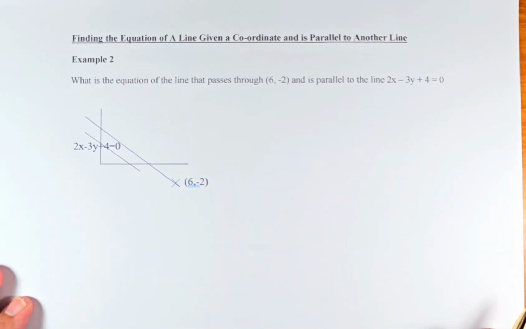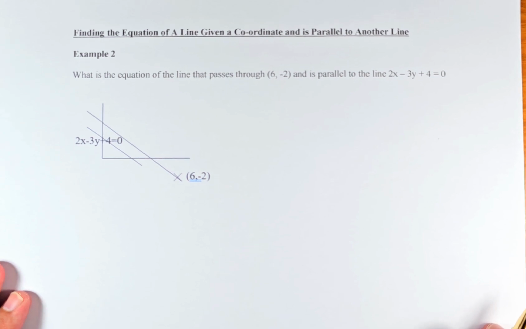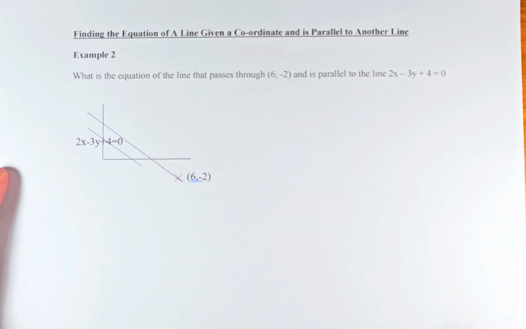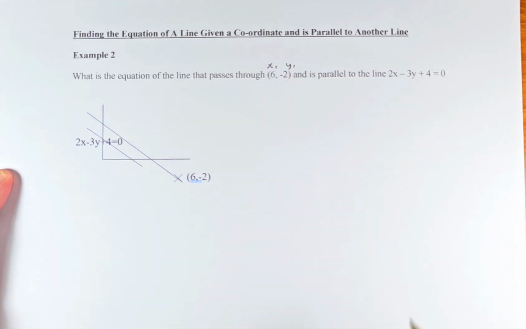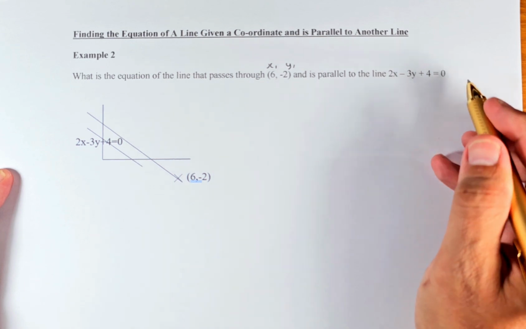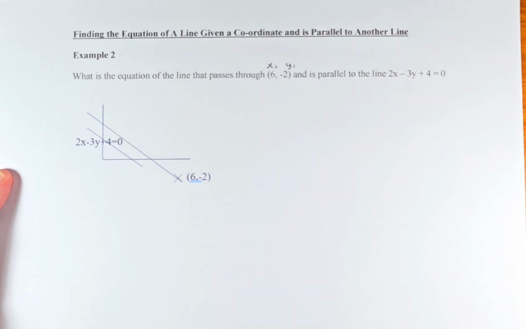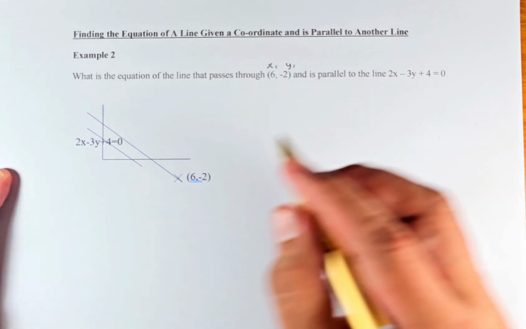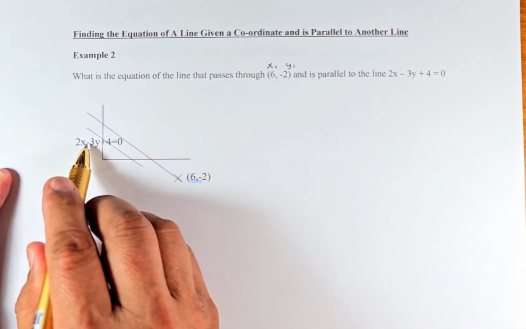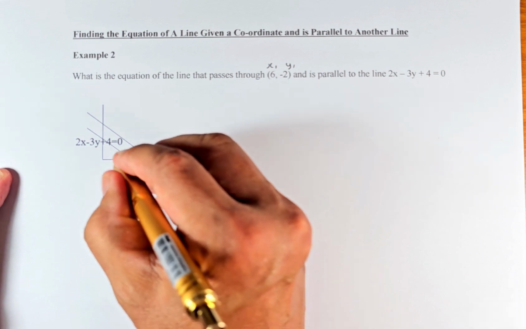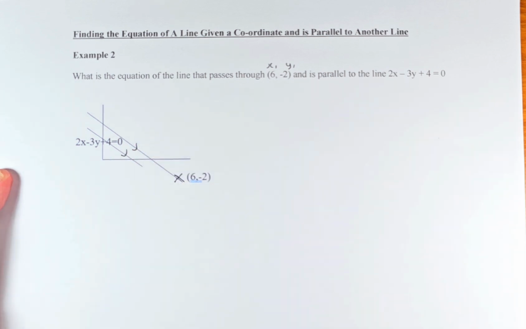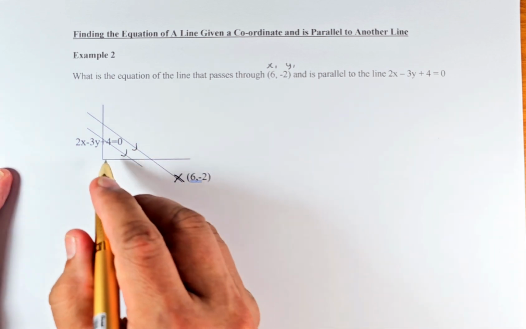Okay. So question number 2, similar. But the gradient is a bit, you need to do one more step, okay? So the question is, what is the equation of the line that passes through (6, -2)? So again, it's going to be x1, y1, and it's parallel to the line 2x minus 3y plus 4 equals 0. So now we need to find the gradient of this equation. This gradient has to be parallel, and that's why we need to find the gradient of this line.